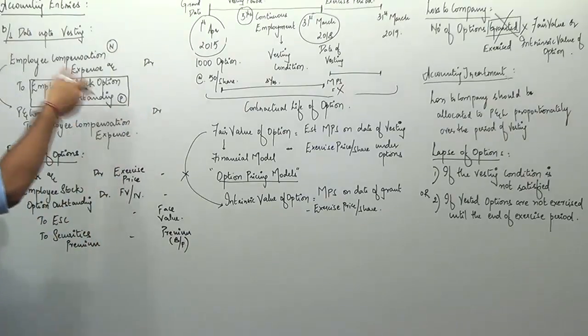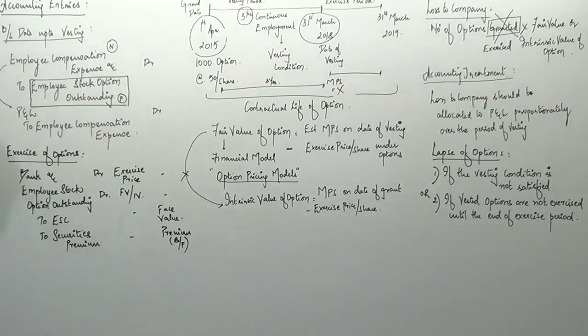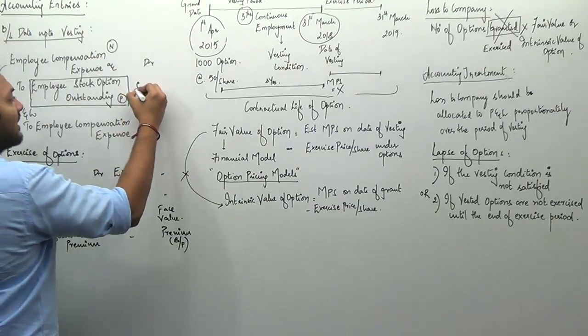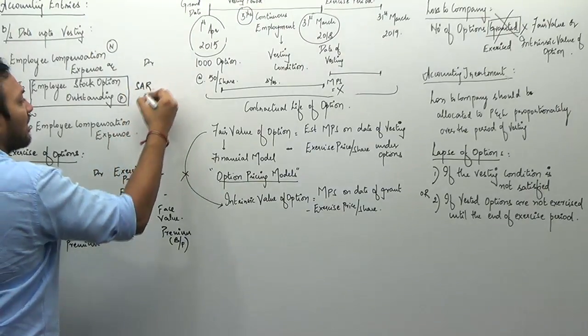Since these are options, I wrote it as employee stock option outstanding. If they were stock appreciation rights, I'll write it as stock appreciation right outstanding. That doesn't make any difference. Instead of writing this entry like this, I'll write SAR outstanding account.